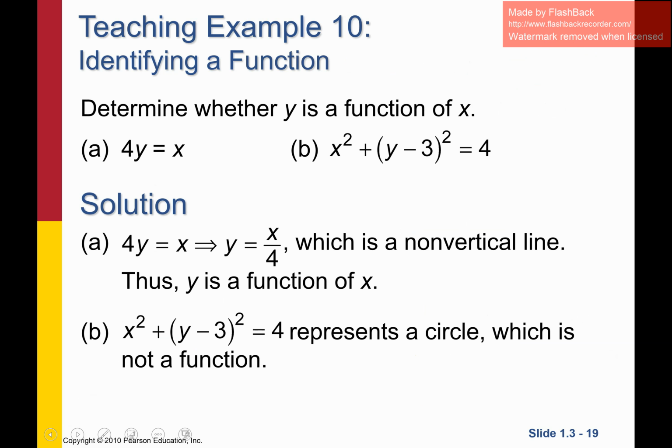Oh, it's not going to give you a graph. So let's just talk about this real quick. This is like saying y is equal to 1/4 x, which is just a line. And so all linear, squared, cubic functions are functions, okay? Now this represents a circle, and what does that look like? It's like this. Well, notice it crosses the graph twice, so it is not a function.